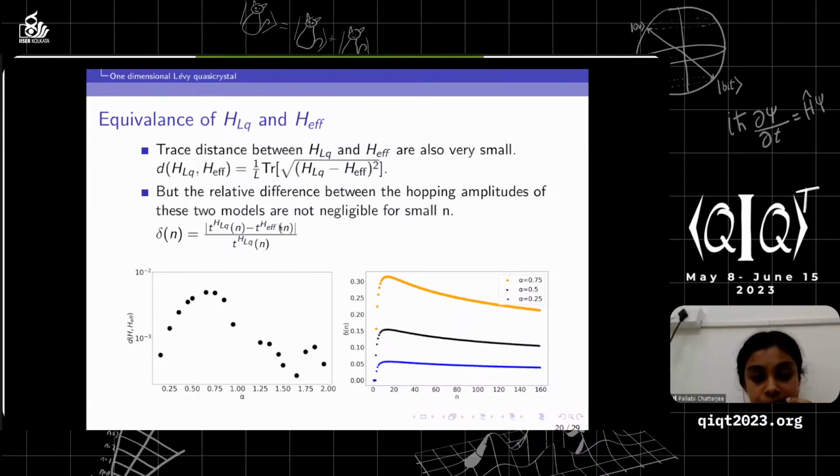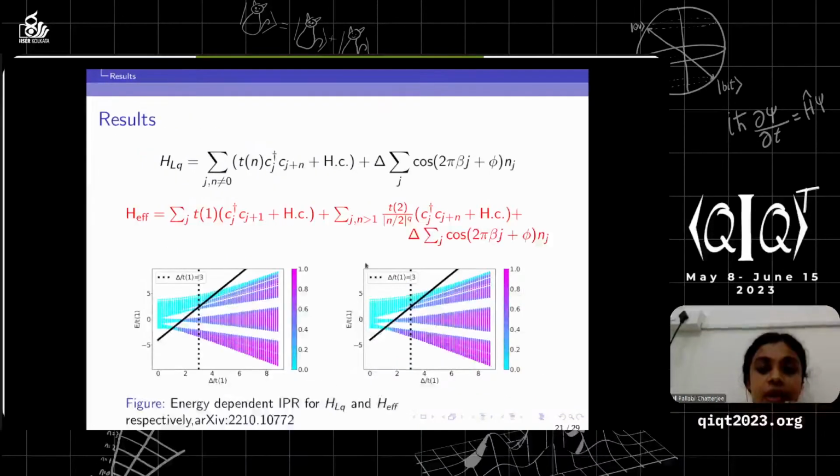But we also calculated delta n, which represents the difference of the hopping amplitude coming from the Levy-Quasicrystal model and the effective power law model. If we calculate this relative difference, one can see that for small n, it is almost 30%. So these two models are not actually identical, but there is some equivalence between the Levy-Quasicrystal model and our effective model. As these two models are not the same, we went ahead and plotted the energy spectrum of both, and we got very similar results.